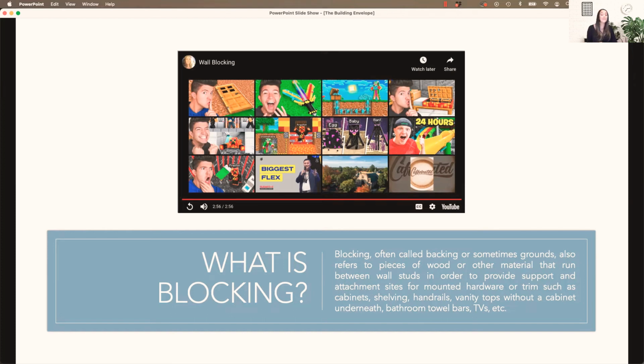Even things like TVs need blocking if you're going to hang a TV on the wall. Anything that has substantial weight to it, because drywall does not have any structural support whatsoever. If you drill a hole in it and you're not attaching to something behind it, like the structure or the stud, then you're just going to rip a big hole in your wall and it's going to be a mess. So blocking is definitely important.